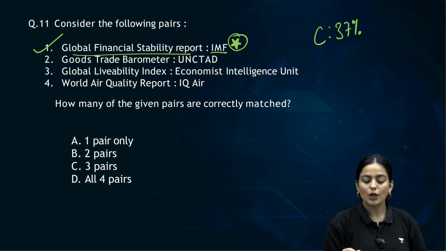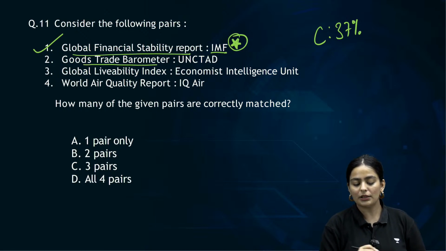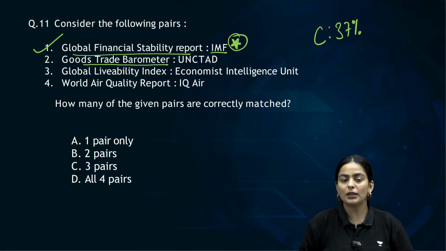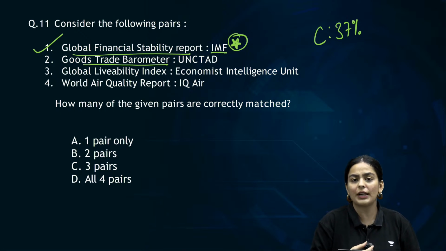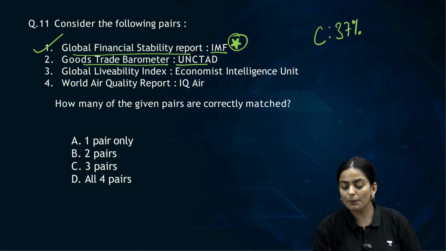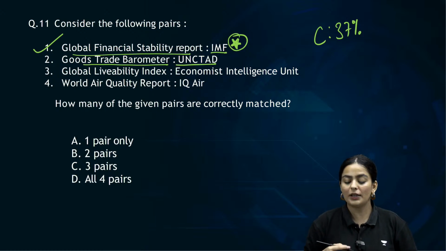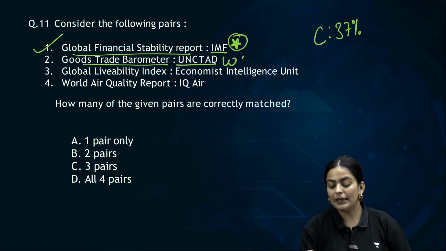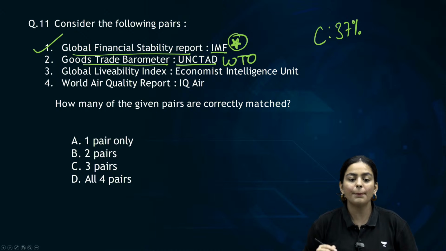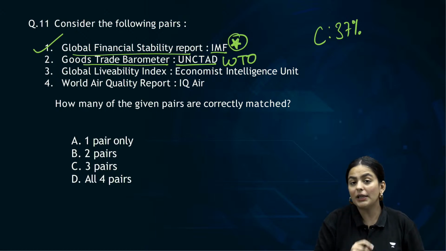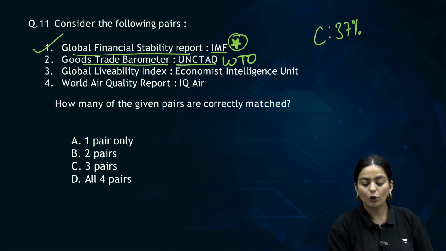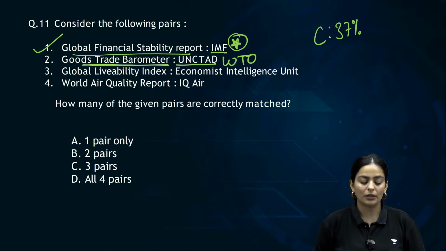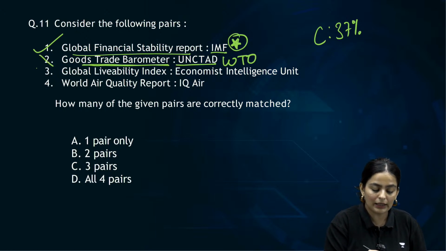The second is Goods Trade Barometer. Goods Trade Barometer, basically checking the kind of particular trade, the levels of trade, etc. It is not by UNCTAD, it is not UN Conference for Trade and Development, but it is by WTO. A very important report published by WTO is Goods Trade Barometer. Second is incorrect.